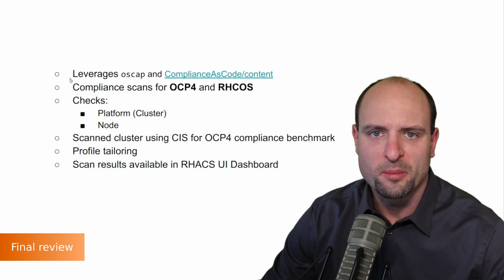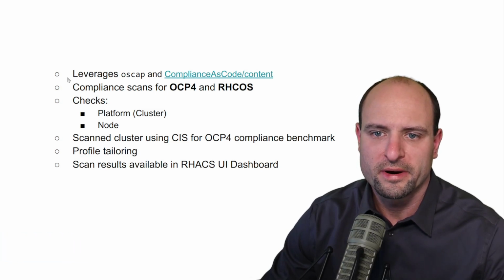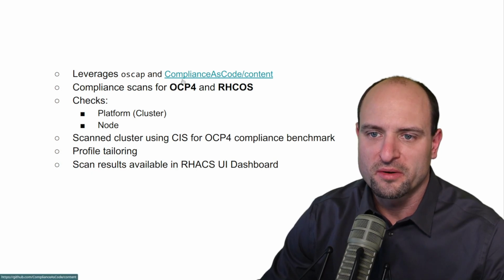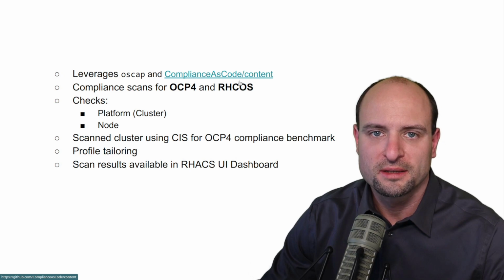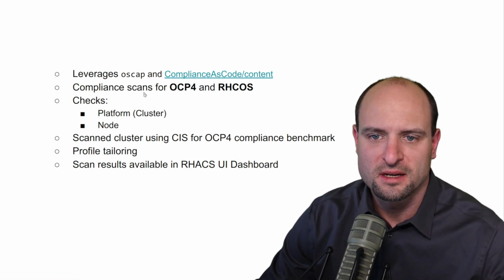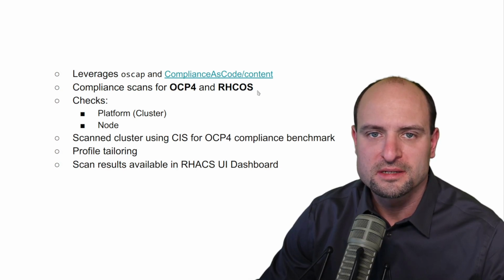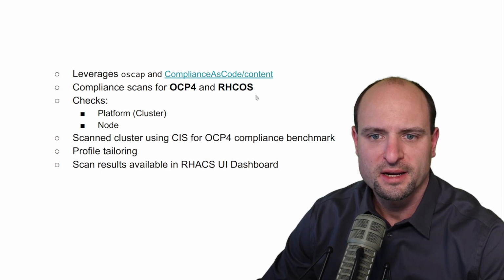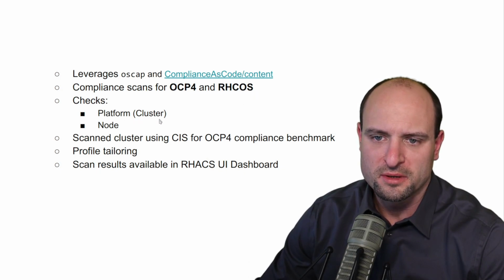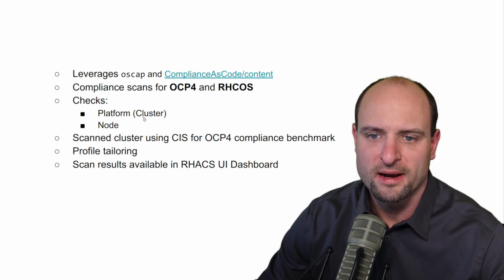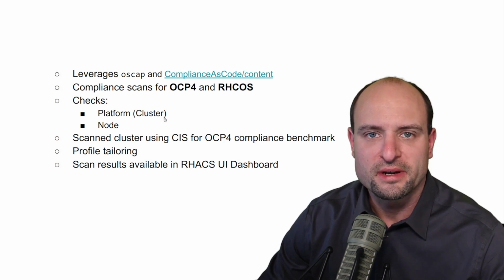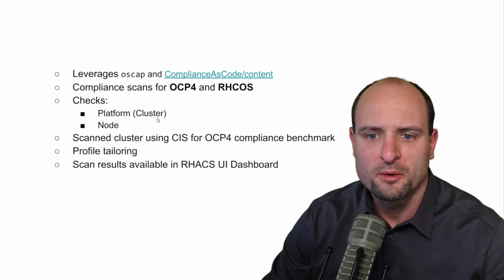We discussed the compliance operator. The compliance operator leverages the well-known OpenSCAP tool, and it uses the security content that is provided by the Compliance as Code project. The compliance operator comes with scans, which are directly designed to work great on OpenShift 4 and Red Hat CoreOS. The operator implements two types of checks. There are the platform, also known as cluster checks, and there are the node checks. The platform checks verify the Kubernetes objects that can be retrieved using the Kubernetes API. The node checks verify the configuration of the individual cluster nodes.